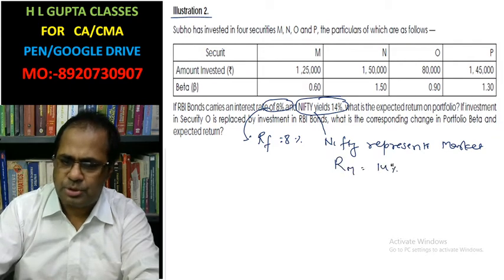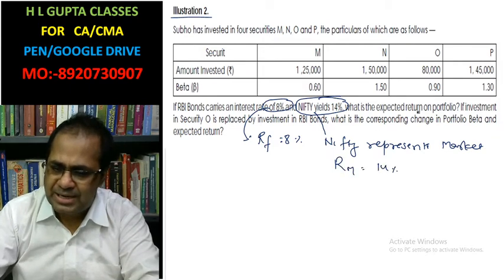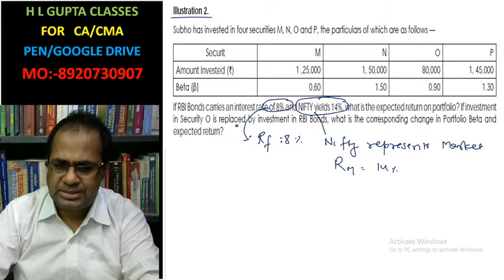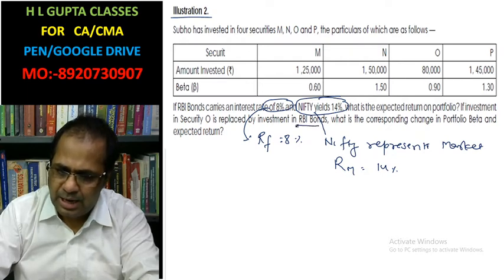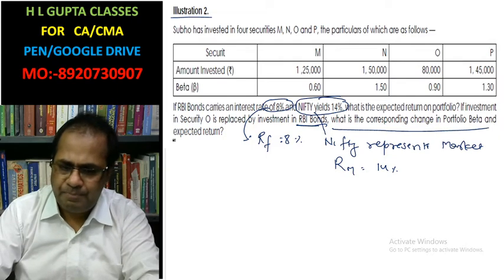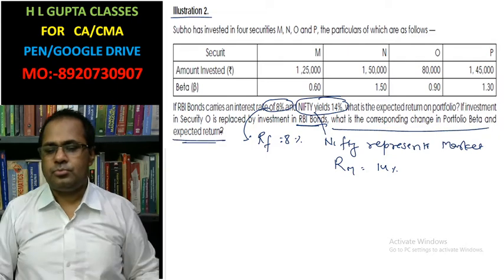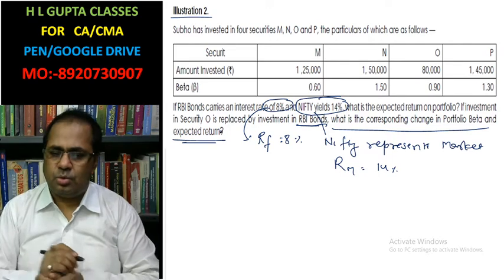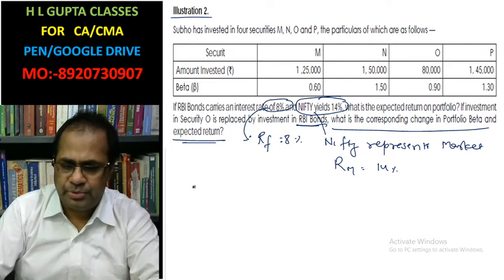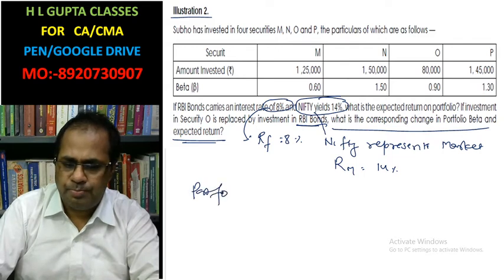This is the 14%. What is the expected return on the portfolio? What is the expected return of the portfolio if investment in security O is replaced by investment in RBI bond? What is the corresponding change in the portfolio beta and expected return? It is asking for the portfolio return.